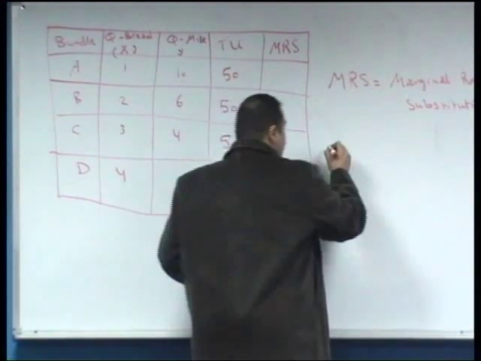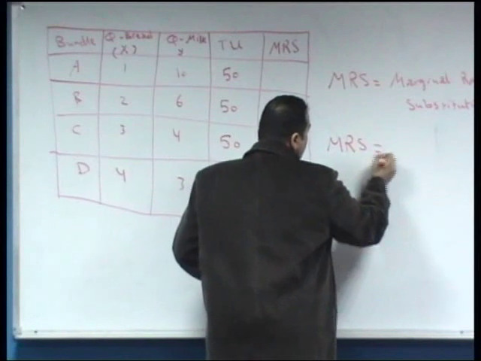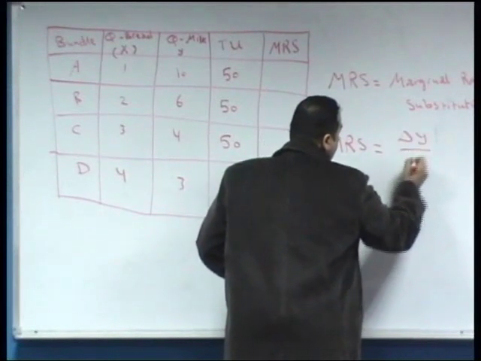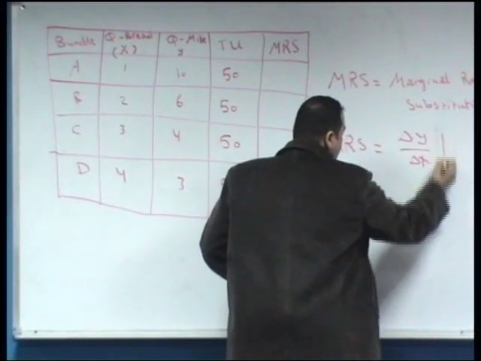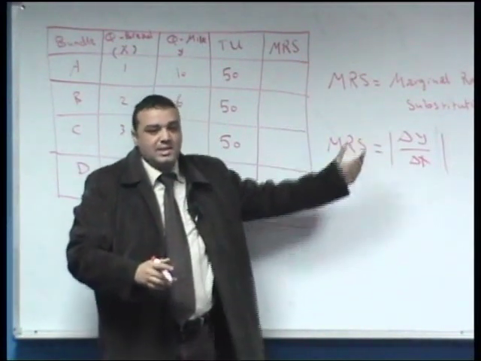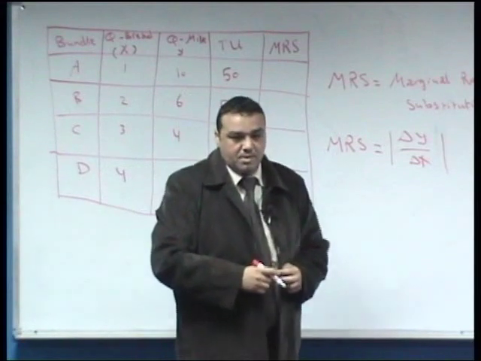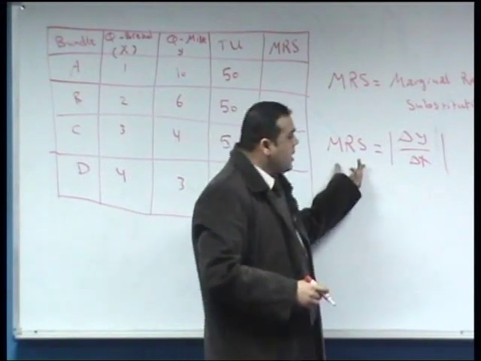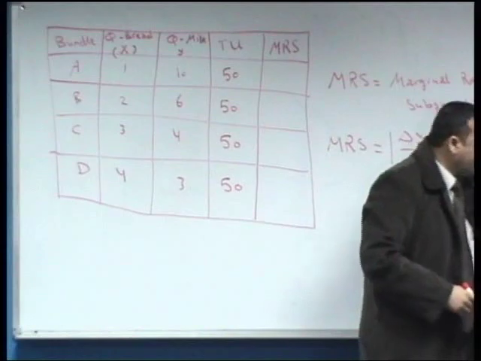MRS is delta Y over delta X. And sometimes it's the absolute value of delta Y over delta X. Right? So to calculate MRS, put between point A and B.